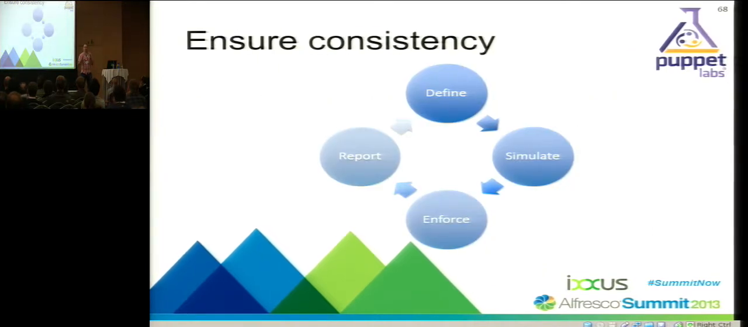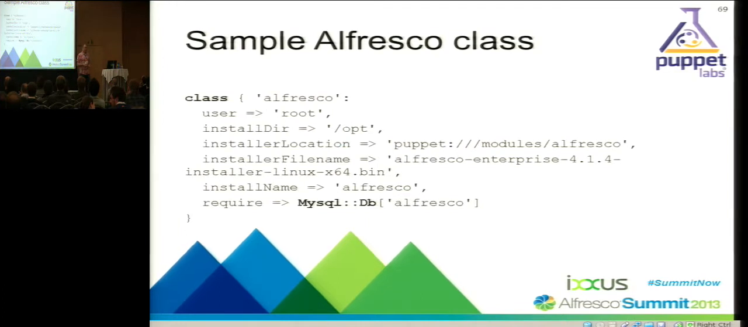So you've modeled at the top. You define what you want it to be. You can simulate what changes need to be applied to an environment, and then you can enforce it. So if you've got configuration drift, Puppet can bring it back in line. And this is a sample Alfresco class for a way of running an enterprise installer and saying that it needs a MySQL database with an Alfresco schema in it.